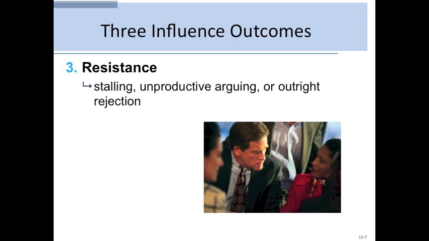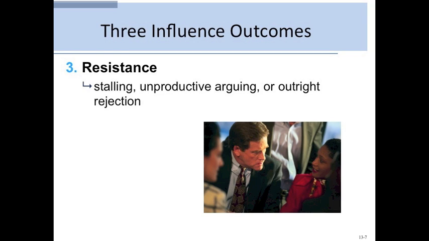So if you try to influence someone, they can actually stall. They can delay doing what you ask them to do. They could just go on arguing about it. Again, going back to teenagers, you see this a lot. I'm trying to make you do something, and you're like, no, I'll do it, I'm never getting to it. Unproductive argument, just outright rejection, rebellion.